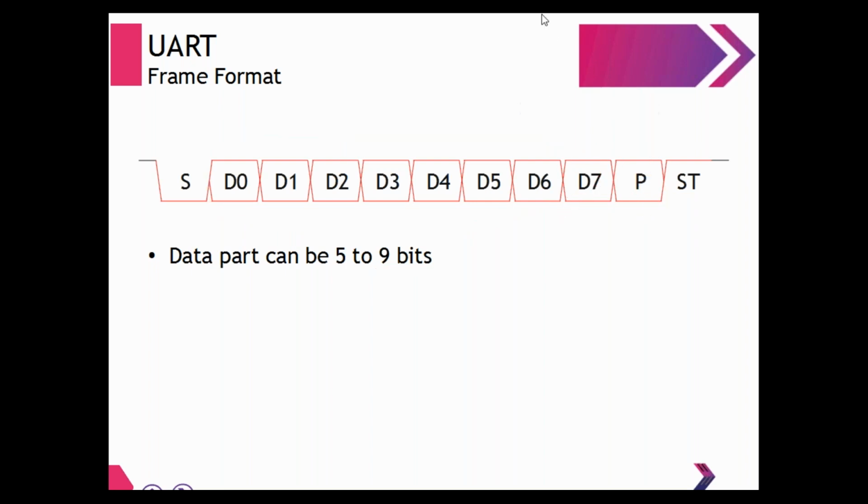So your data part can be 5 to 9 bits. Stop bit, as I said, could be 2 bits, and parity could be either 0 or 1. So this is about your UART frame format. If you still have any queries, when we open a data sheet and do the actual programming, at that time we will see those. Fine. Shall I proceed further, people?